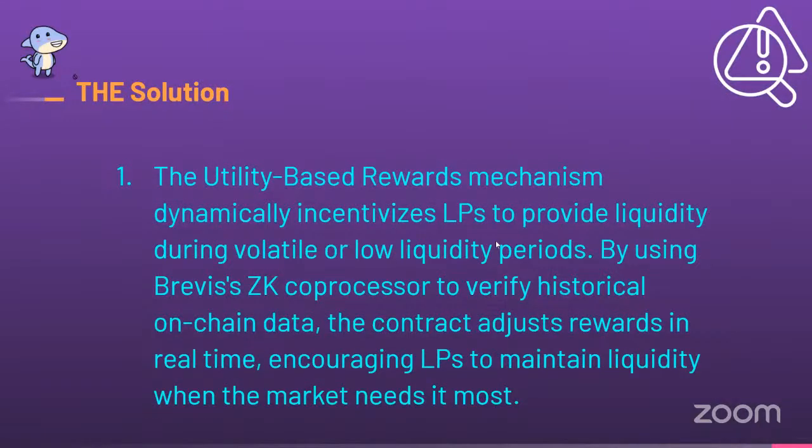The solution we are implementing is a utility-based rewards mechanism that dynamically incentivizes LPs to provide liquidity during volatile or low liquidity periods by using Brevis, a ZK coprocessor, to verify historical on-chain data. The contract adjusts rewards in real time, encouraging LPs to maintain liquidity when the market needs it the most.